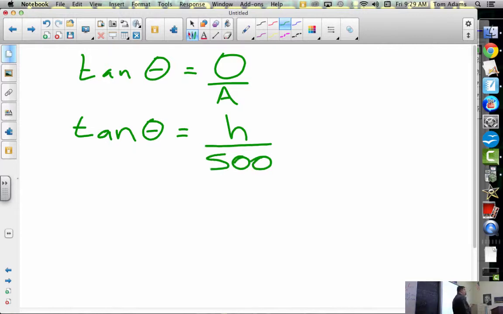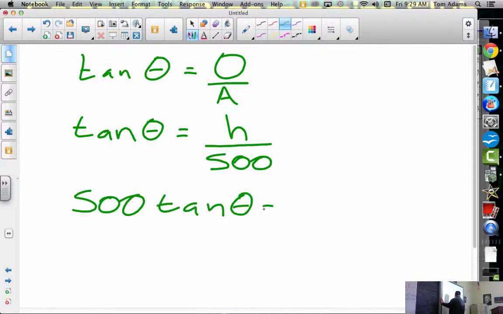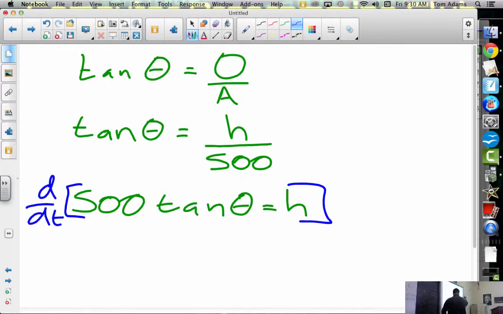Now the reason I did it that way is, here's another scenario, just like that other example that we did. We have the variable a, which is the adjacent, but we're given a value that isn't going to change. So I have 500. So really I've got 500 tangent of theta is equal to h. I'm given d theta dt. I have to find dh dt. What do I do to this equation? Differentiate with respect to t. So if I take this whole thing and differentiate with respect to t, I'll get my dh dt.